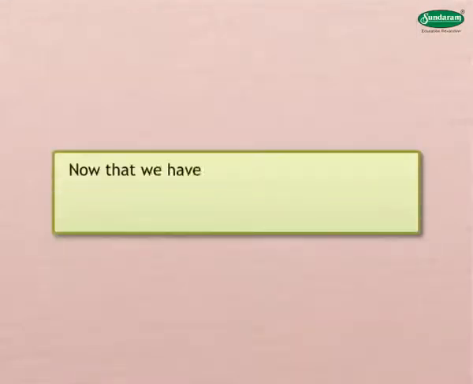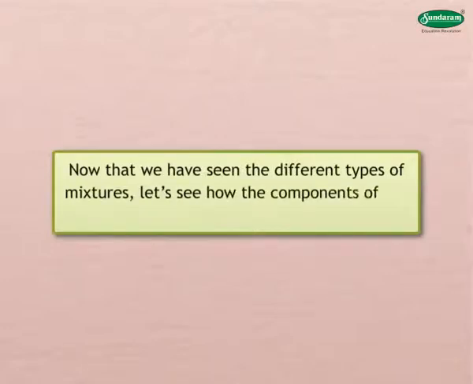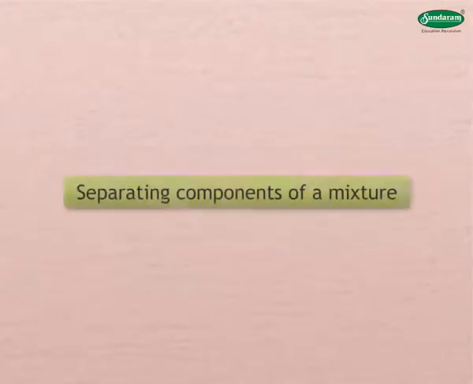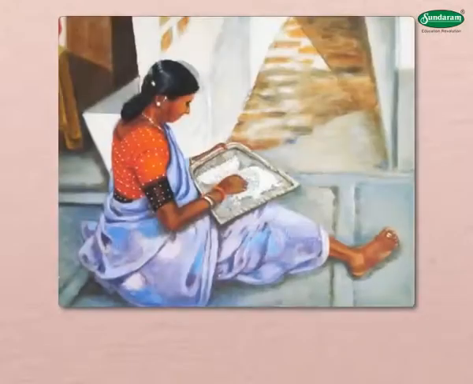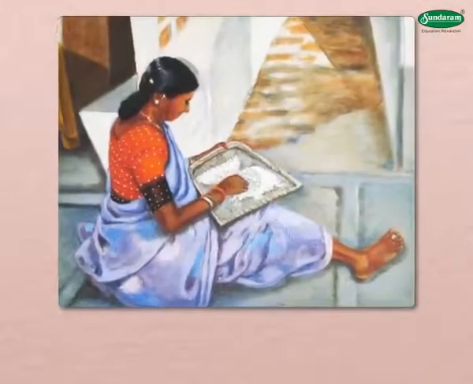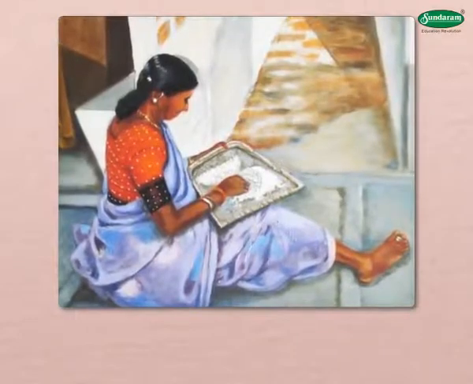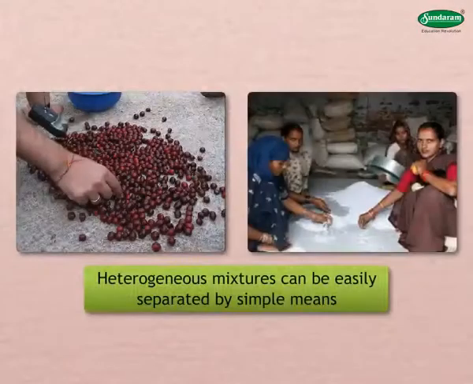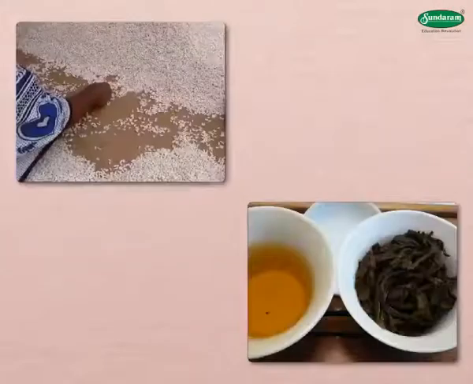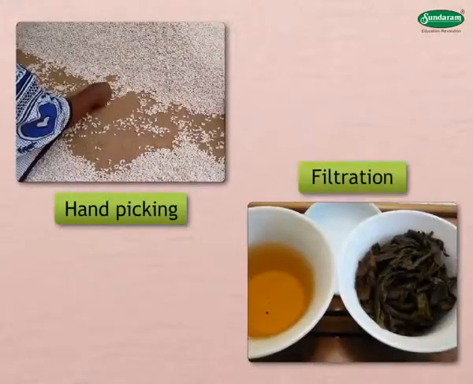Students, now that we have seen the different types of mixtures, let us see how the components of the mixtures can be separated out. Separating components of a mixture. You must have seen your mother checking out for stones in rice before cooking it. Heterogeneous mixtures can be easily separated by simple means like hand picking, filtration, and other physical means.